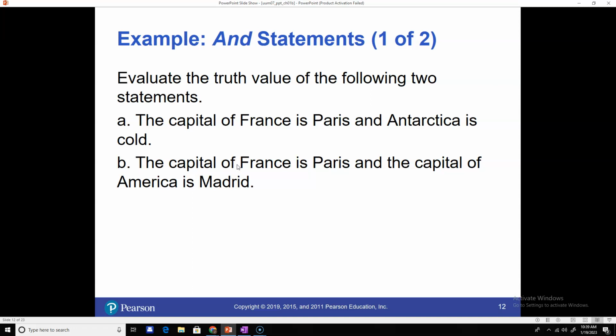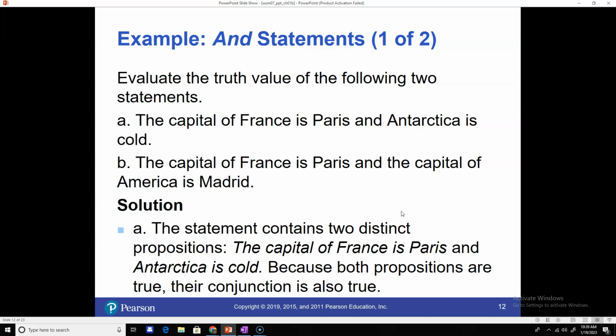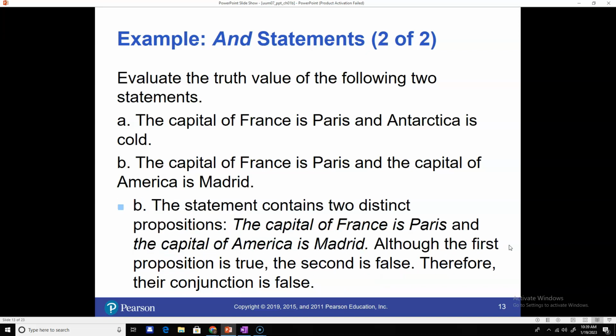If we look at B, the capital of France is Paris. That's true. But the second part, the capital of America is Madrid, is false, because we know the capital of America is Washington, D.C. So since that part is false, then the entire statement will also be false. As we see in the solution here, in the first, both propositions are true, so their conjunction is also true. And for the second one, since the second part is false, the entire statement is false.